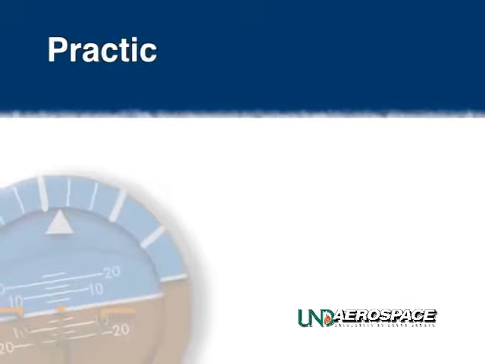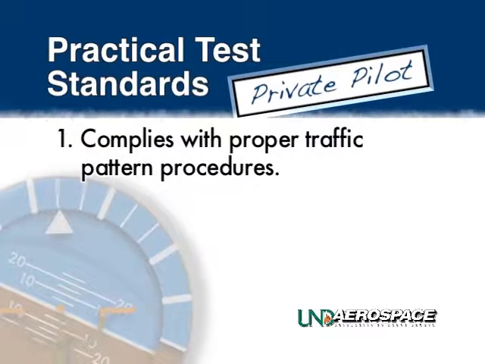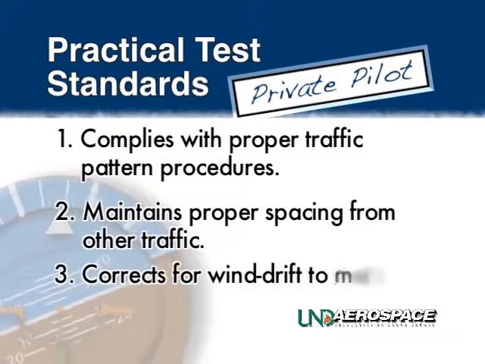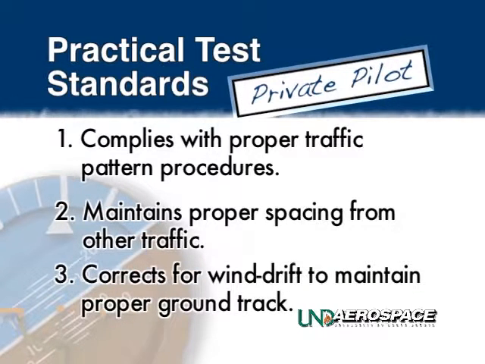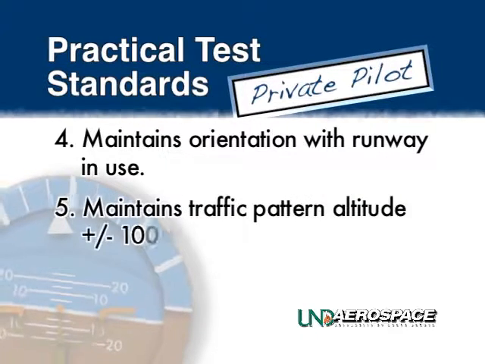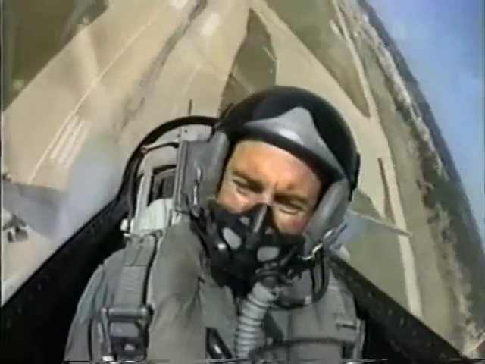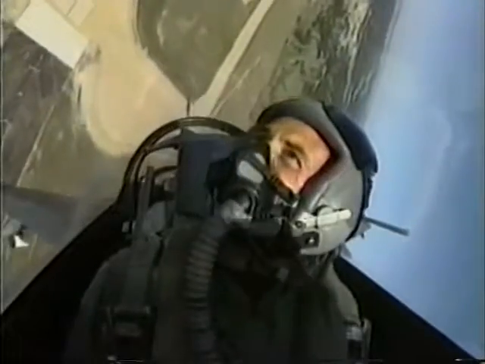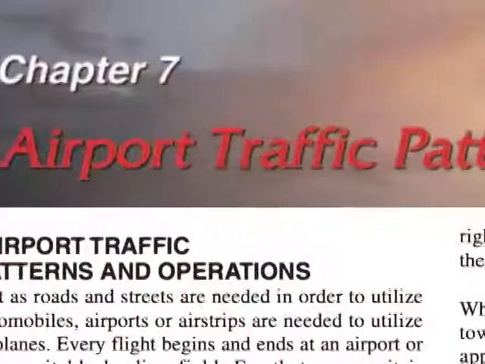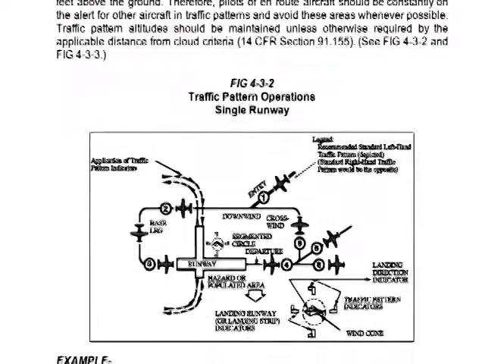For the check ride, some notable points in the private pilot practical test standards require that the pilot complies with proper traffic pattern procedures, maintains proper spacing from other traffic, corrects for wind drift to maintain the proper ground track, maintains orientation with runway in use, and maintains traffic pattern altitude plus or minus 100 feet and airspeed plus or minus 10 knots. For further information on airport traffic patterns, reference the UND Aerospace Warrior, Aero, Seminole, and Cirrus standardization manuals along with the Airplane Flying Handbook in Chapter 7 and the Airman's Information Manual, or AIM, in Chapter 4.